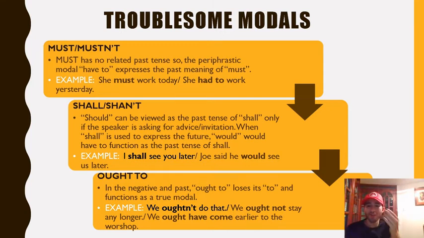If you want to refer to must as probability, then you could also use must plus have plus past participle. Example given: she must have worked yesterday. It means that I'm 90% certain that she worked yesterday. But that's, once again, probability. That's not obligation. So remember that.